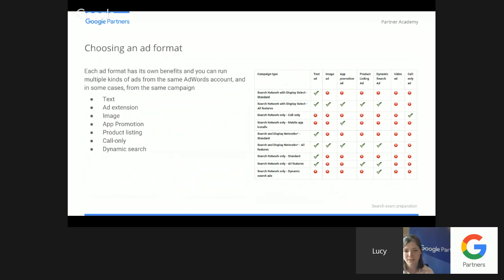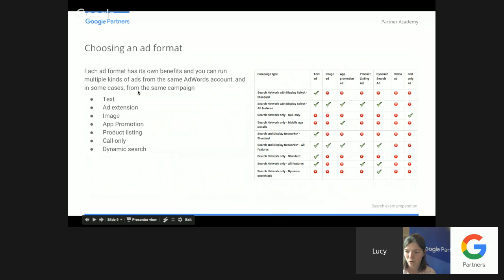The next thing we're going to do is look at choosing an ad format. There are many ad formats. When I started at Google, there was just one. It was text ads. And I remember everyone's horror when they said we were going to bring in image ads, but luckily we've come a long way since then. Each ad format has its own benefits, and you can run multiple kinds of ads from the same AdWords account, and in some cases from the same campaign.